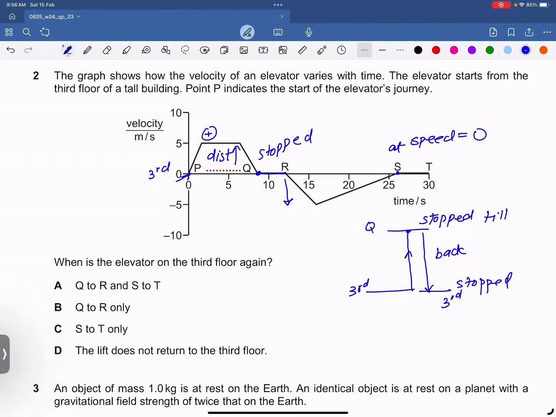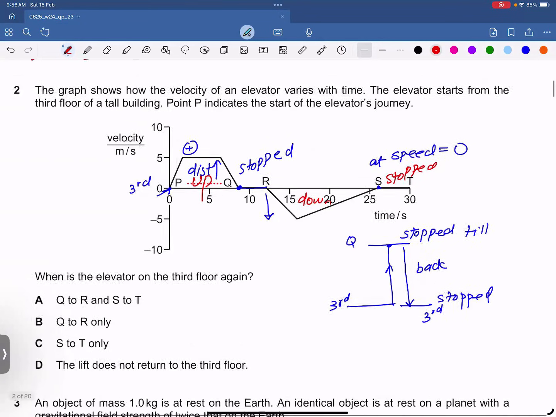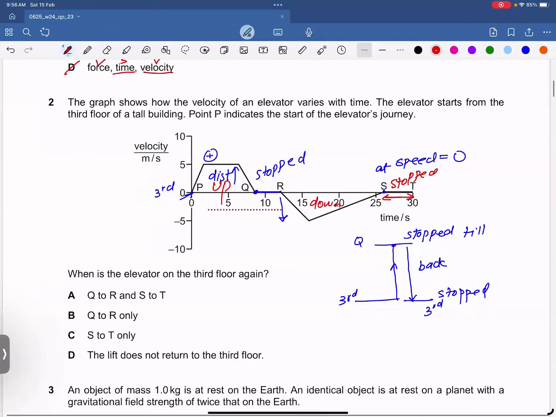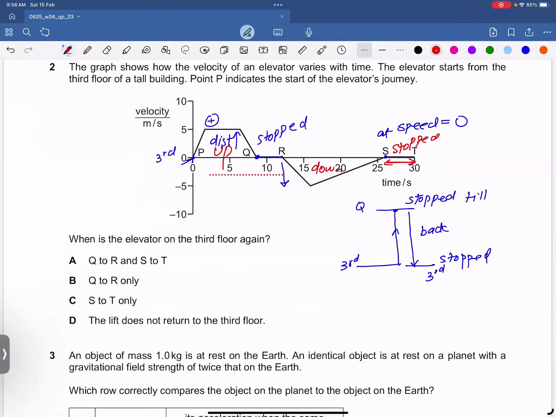So it means you went up and then you came back down. And you stopped. So you reach the 3rd floor at point S till T. You are staying at 3rd floor. So S to T is option C. Proceed to question number 3.